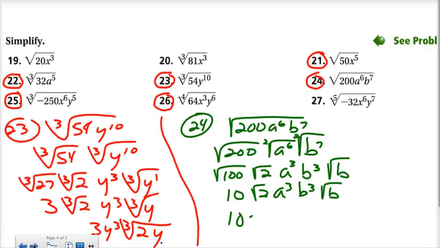Put the nice stuff out front, and then under the ugly radical, anything that we were not able to simplify there.